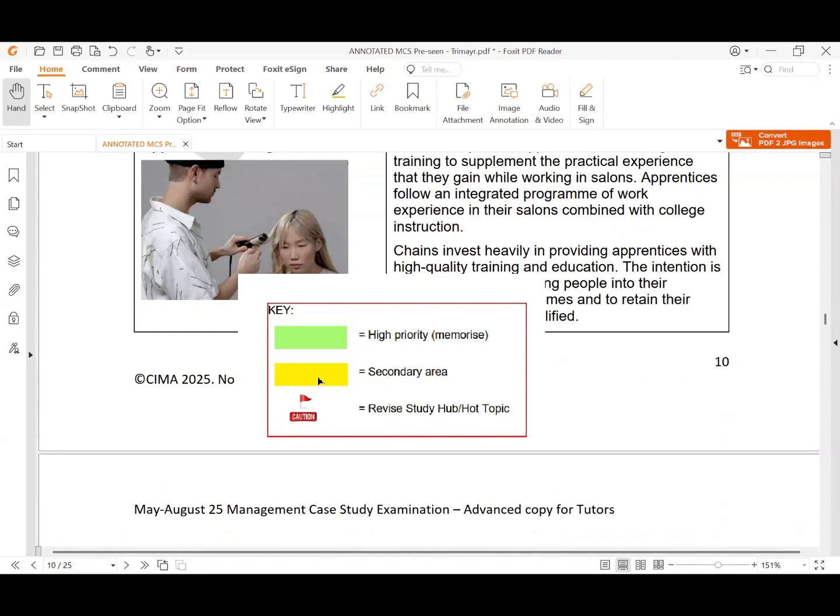Yellow is secondary. Now, this is an interesting one. I've said red flag. This means a couple of things. The first thing that it means is get into the study text, E2, F2, whatever. Or it means a topic that I like the feel of with this particular seen and this particular section. Okay, so there's the key based on what you're going to see in a moment.